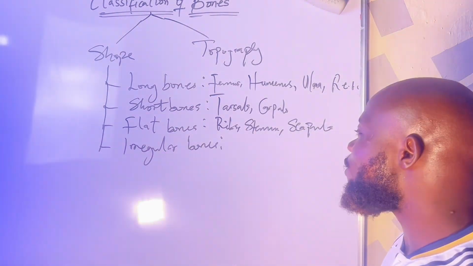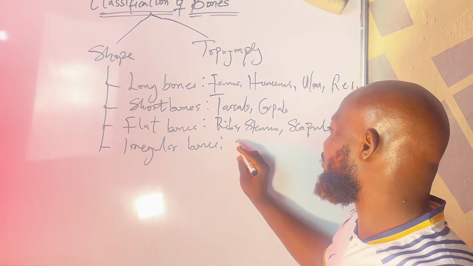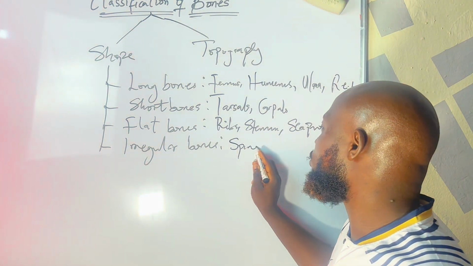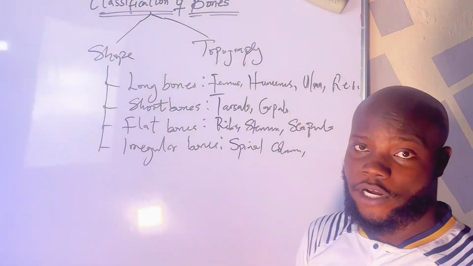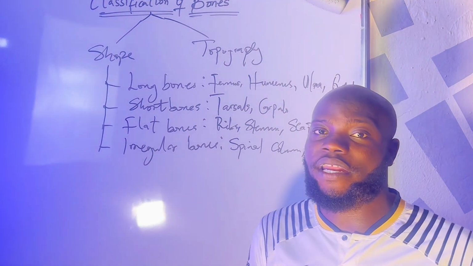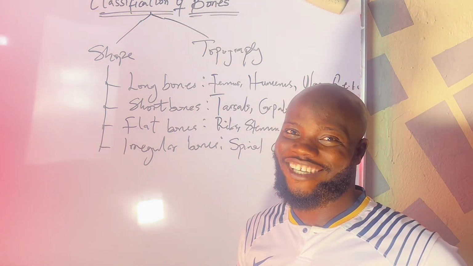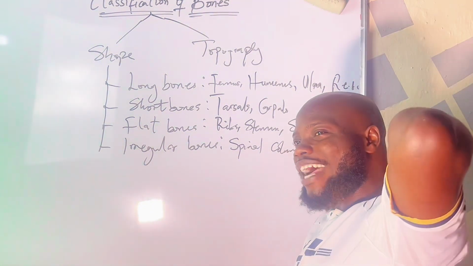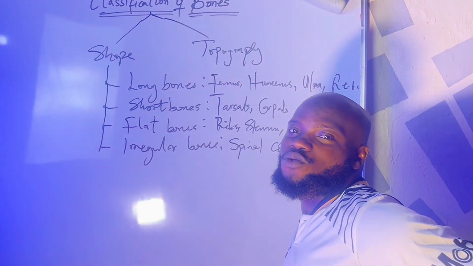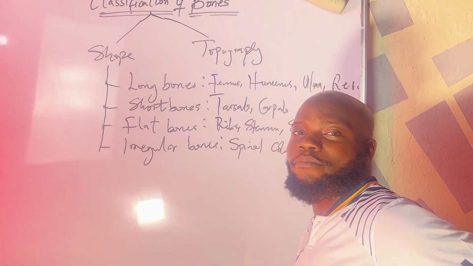One, we have the spinal column, or you call it the vertebral column. That is what makes you a vertebrate. It makes up your backbone, the bone that runs from your neck down to your pelvis. So that is the backbone.